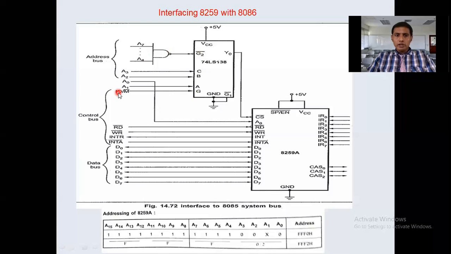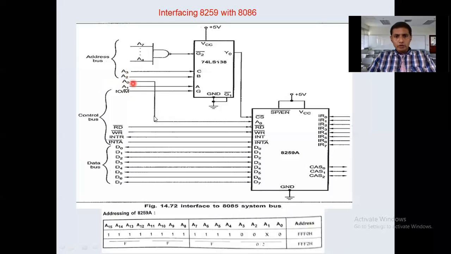Coming to G, it is connected to M by IO bar. For an I/O operation, it should be 1. Then we are selecting I/O, and because 1 is connected to G, it will activate. Then A, B, C are the inputs of the decoder. See here, A is connected to the A1 address line, B to A2, and C to A3. We can select A1, A2, A3 either zeros or ones. Generally, if many devices are present, we can select some as 0 and some as 1 for different combinations. But here only one is present.